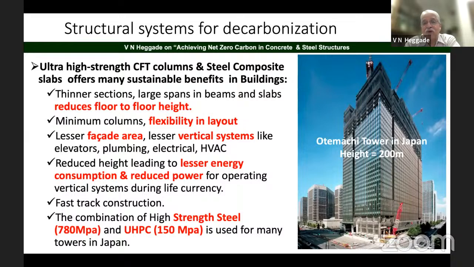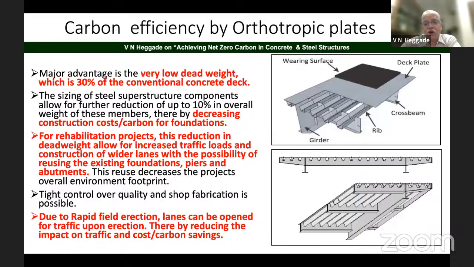By using that, your sections will become slender, you get more spaces, and those things will also reduce the carbon dioxide emission, and also you will get a lot of space. Vertical height is reduced. Because the vertical height is reduced, the vertical operational energy required for the operation of the vertical systems is reduced.